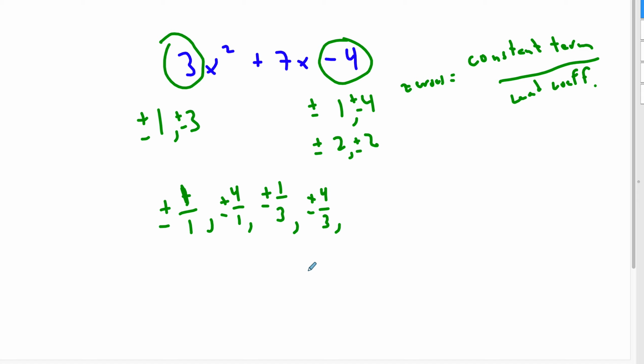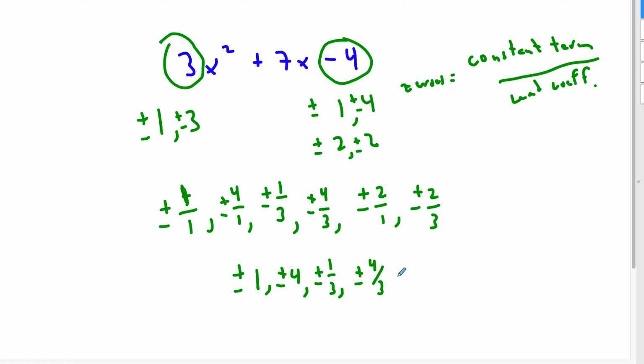Now there may be some duplication. Actually, we won't have any duplication in this case. 2 and 1, so plus or minus 2 over 1. Oh, we are going to have duplication, 2 over 1. Or it could be plus or minus 2 over 3. Now let's clean this up a little bit. Most people would write plus or minus 1, plus or minus 4, plus or minus 1 over 3, plus or minus 4 over 3, plus or minus 2, and plus or minus 2 over 3.